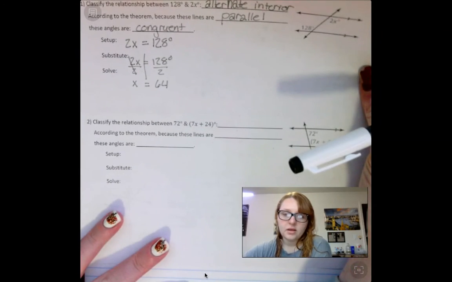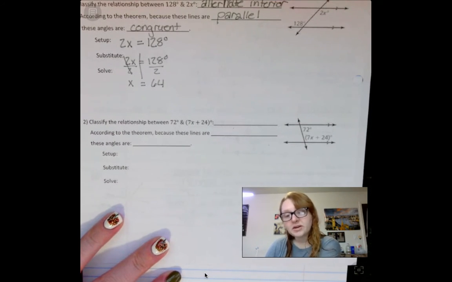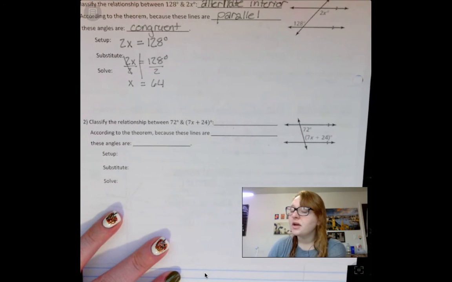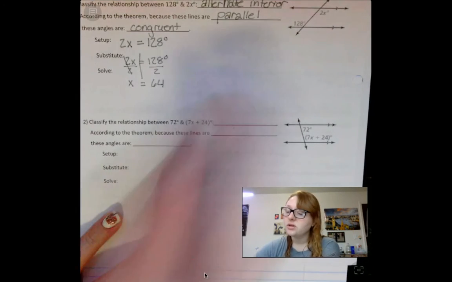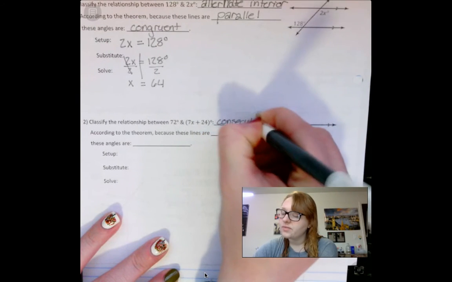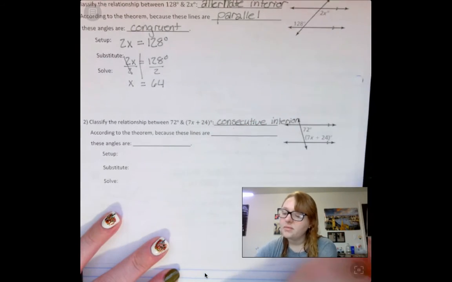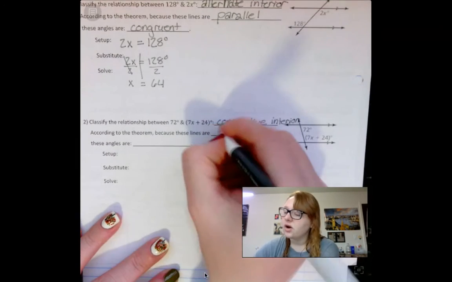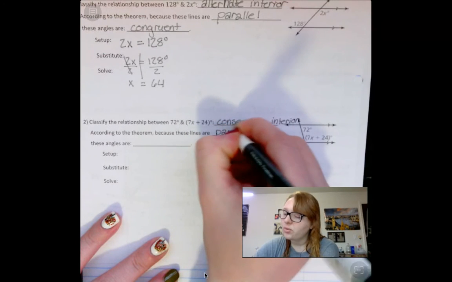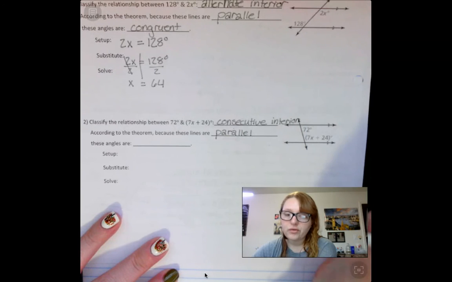Okay, this next one is a little trickier. We want to classify the relationship between 72 and 7x plus 24. They are both on the interior of the parallel lines, but they are both on the same side of the transversal, so that means that they are consecutive interior. Okay, and according to the theorem, because these lines are, again, parallel, that is so important with these theorems. And we have those arrows to prove it.